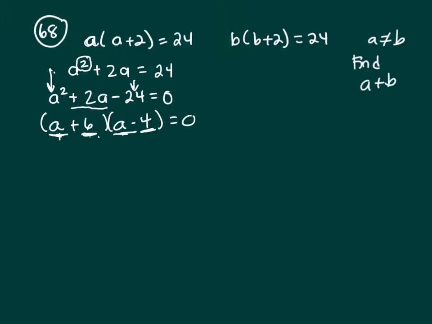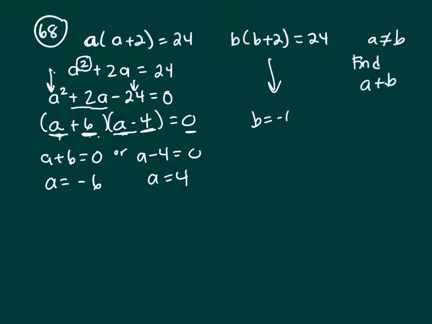So now, you've got A plus 6 times A minus 4. What's the only way you can multiply two things together and get a 0? Well, that means A plus 6 must be 0, or A minus 4 is 0. So that means A is going to be negative 6. We subtracted 6 from both sides. Or A equals 4.